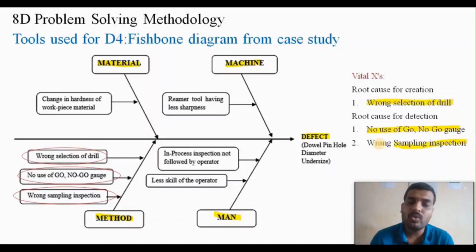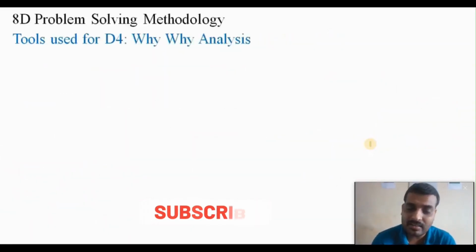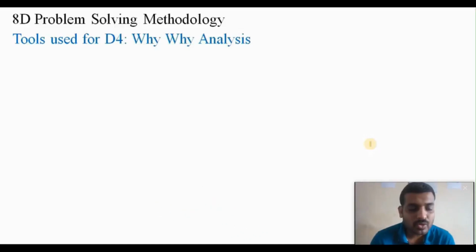Okay, now we will move to the Why-Why analysis part. Here for Why-Why analysis we have related this analysis to the cause and effect diagram. In the case study they have not mentioned anything related to Why-Why, so just learn how Why-Why is carried out. Here you have to consider the root cause for the creation. As I have considered wrong selection of the drill, then you have to ask the further question: why has it been caused?